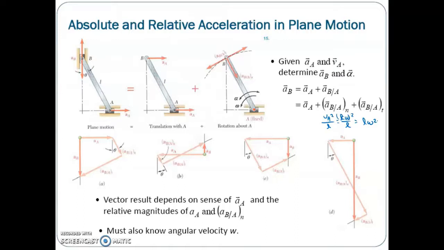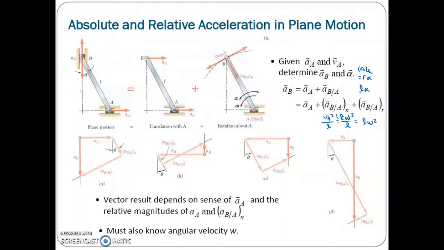At the same time, we can also determine the tangential component, which is L alpha, or what we call R alpha. In this case it is L alpha, but we do not know the direction of A_B/A tangential. It can go in this direction or that direction, because we do not know the directions of these angular accelerations. Similarly, the acceleration at B, which we want to determine, is unknown; it could be going up or going down.